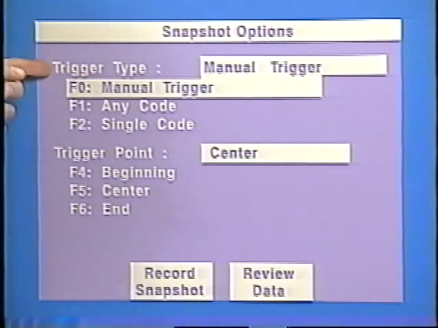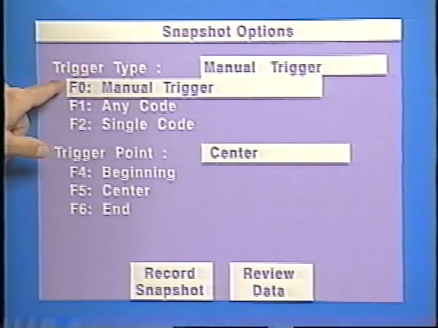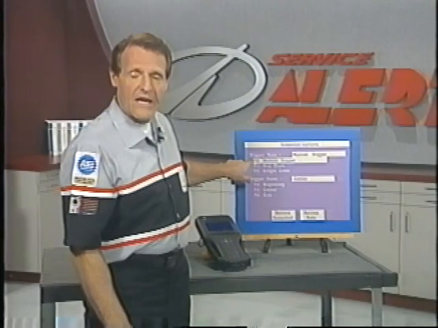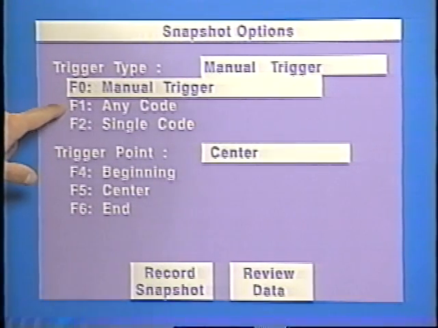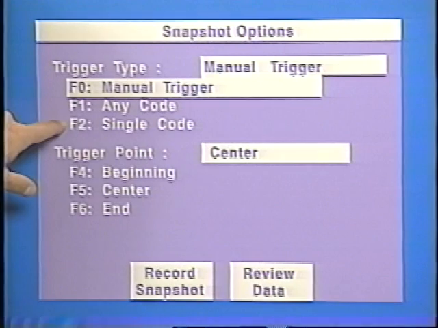Okay, which type of trigger do you want? Because the symptom you're investigating didn't set any codes, and you hope to be able to recreate it during a test drive, you select Manual Trigger. This allows you to trigger the snapshot yourself when you think the fault might be occurring. If the problem had set one or more codes, you might select either any code, meaning the snapshot would be triggered when the first code was set, or single code. Selecting single code would move the display on to let you specify a particular code as the trigger.